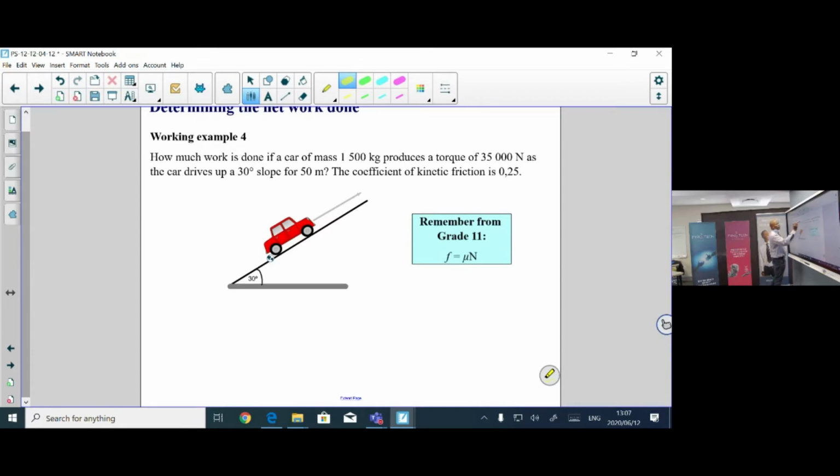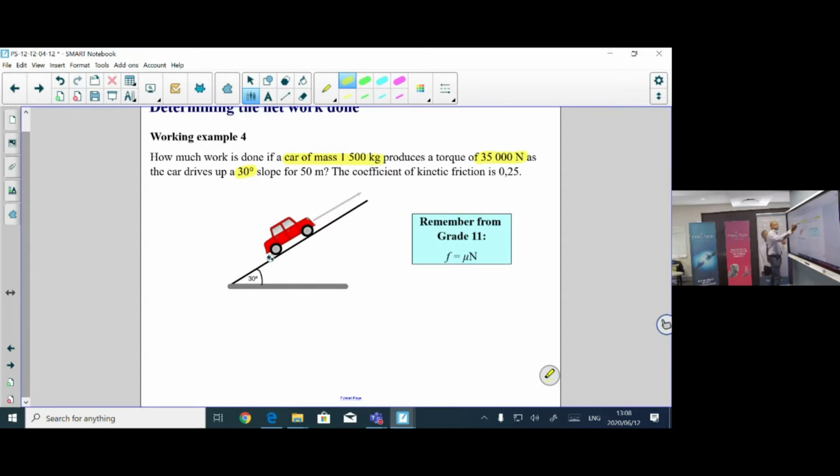a car of mass 1,500 kilogram produces a torque. The moment you come across the torque, you must know that this is the force that the engine produced. That is 35,000 Newton. Okay, the car drives up 30 degrees. This 30 degrees is our theta. This theta plays an important role because it's the one that is going to guide us.